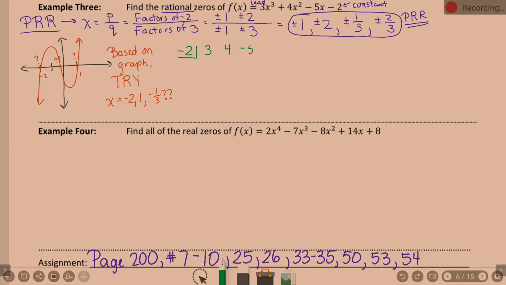The 3, 4, negative 5, negative 2. Whether you're trying -2 or 1, your first step is to drop the 3, yes? And then we're going to multiply. -2 times 3 is -6. Add, negative 2. Multiply, 4. Add, negative 1. Multiply, 2. Add, 0. And? Did it work?